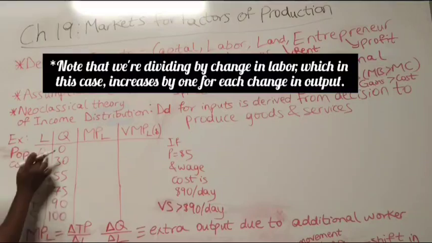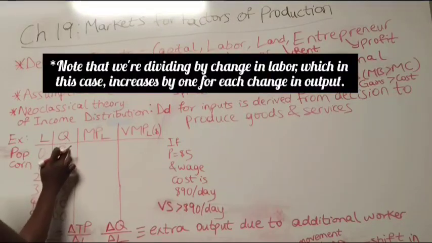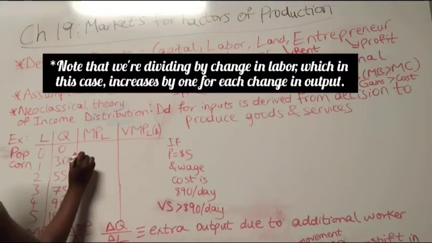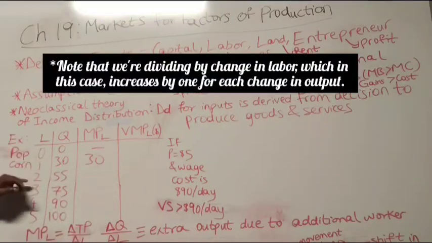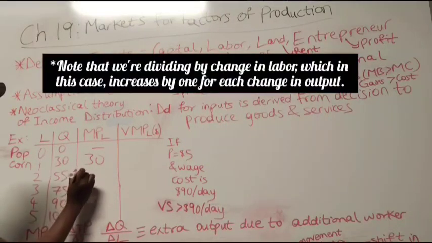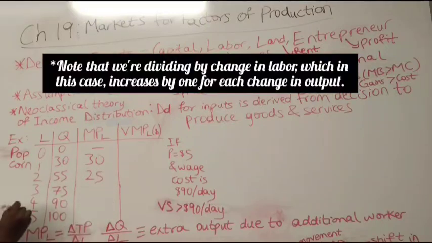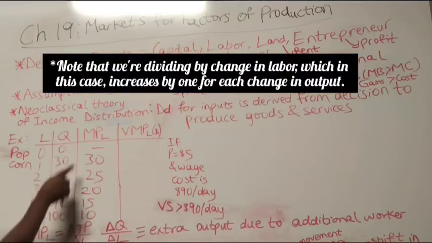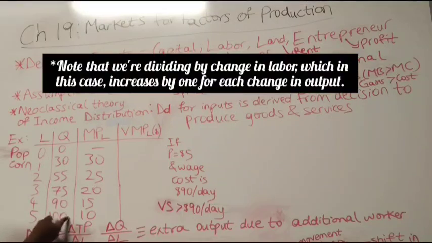worker. So when you go from 0 to 1 worker, your output increases from 0 to 30. So the difference is 30 minus 0, which is 30, right? And then when you increase from 1 to 2 workers, your output increases to 55. So 55 minus 30 will give you your difference, which is 25. And then you keep on going until the very end, at the last point where you have as much as 5 workers and then your output has increased to 100. So 100 minus the previous output you had at 4 workers is 10, right?